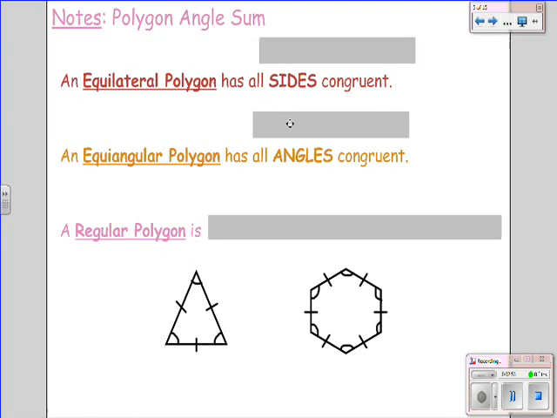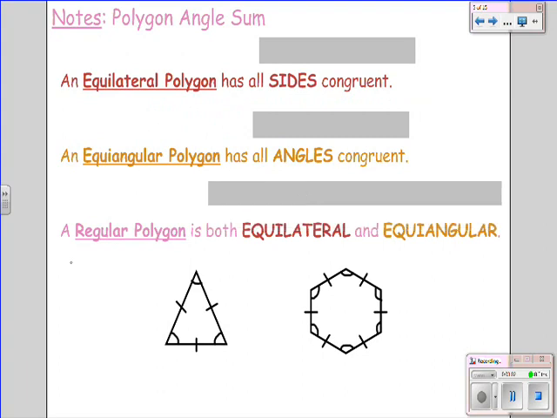You can have other shapes that have the same length for sides, but the angles are different. But when they both are equiangular and equilateral, they are called a regular polygon. So a regular polygon has all sides congruent and all angles congruent.